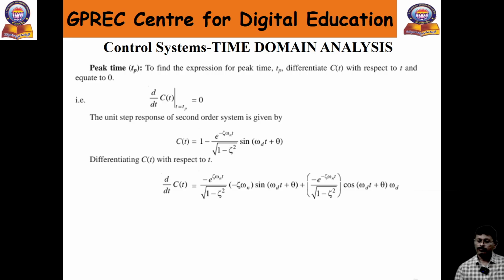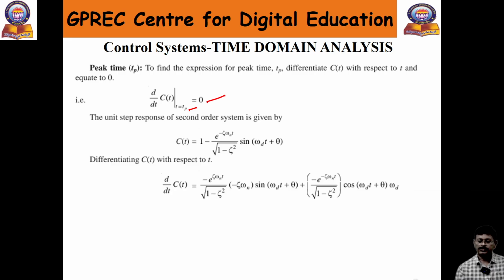So this is simple mathematics. When you are finding the peak value of that system, what will you do? Differentiate it with respect to time and make it equal to 0. The same rule is applied here also. So d by dt of c(t) at t equal to tp, I make it 0.